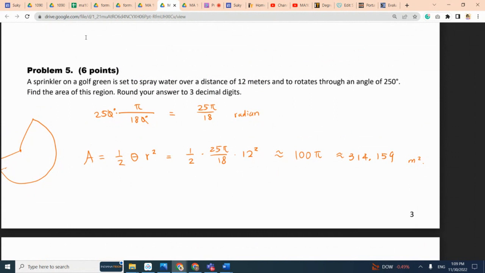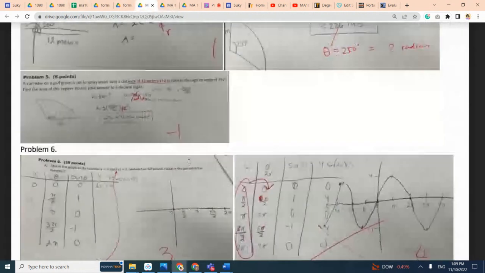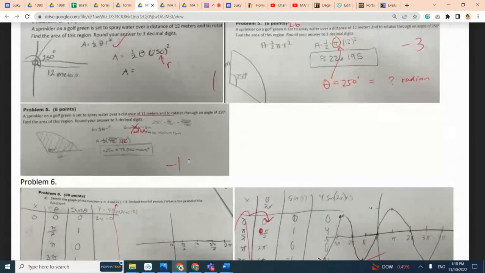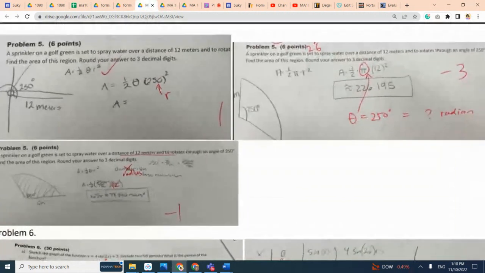Okay, and let's see the common mistake. The common mistake is, first of all, R is not 250, R is 12. And then the angle, this is not pi, this is angle theta. Theta is this angle, 250 degrees, and you need that in radians. And so here, yes, the theta is good, but the radius is 12. 12 is not the diameter.